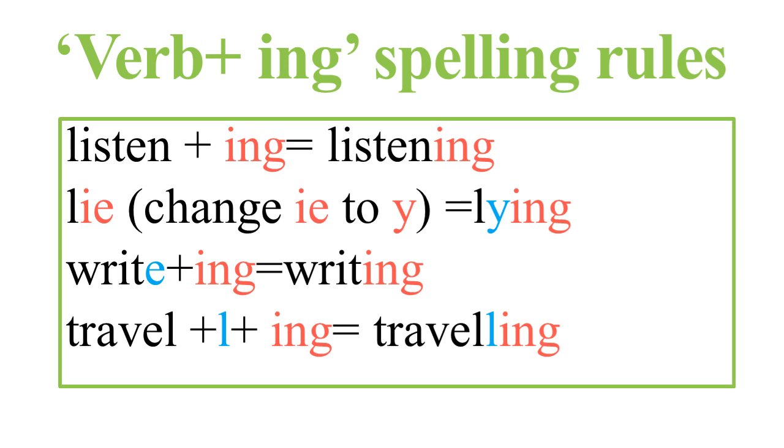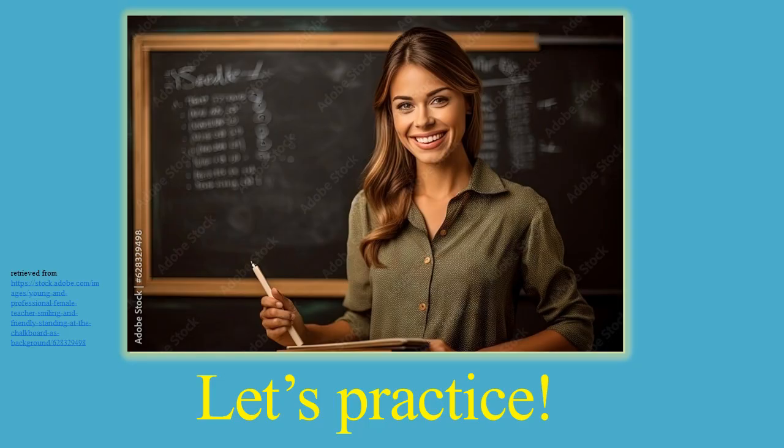So usually we just add ing to the verb as in listening, and that is it, and this is how it works. But sometimes if our verb is finishing in IE, then we change IE to Y as in lying. Or if our verb is finishing in E, then we need to omit it first before adding ing as in writing. Or if our verb is finishing in consonant, vowel, consonant as in travel, then we need to double the last consonant before adding an ing ending as in travelling. Okay, good job. Try to memorize that, please.